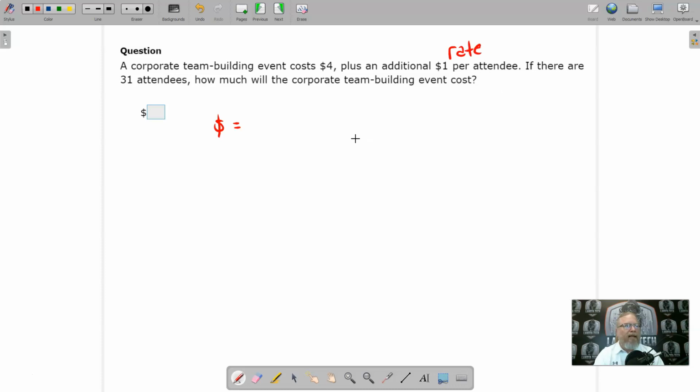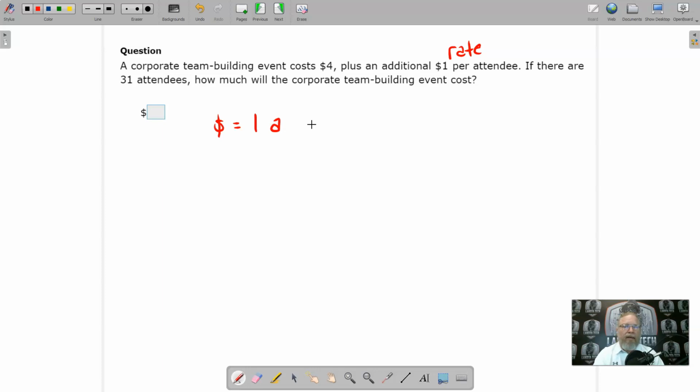The number of attendees is what produces our dollars, right? So the number of attendees is going to produce the amount of dollars, and how much is it per attendee? That is to say our rate. It's going to be 1. I really wouldn't have to put the 1 in there, but I'm going to go ahead and put that there for now just so we recognize that that's our rate.